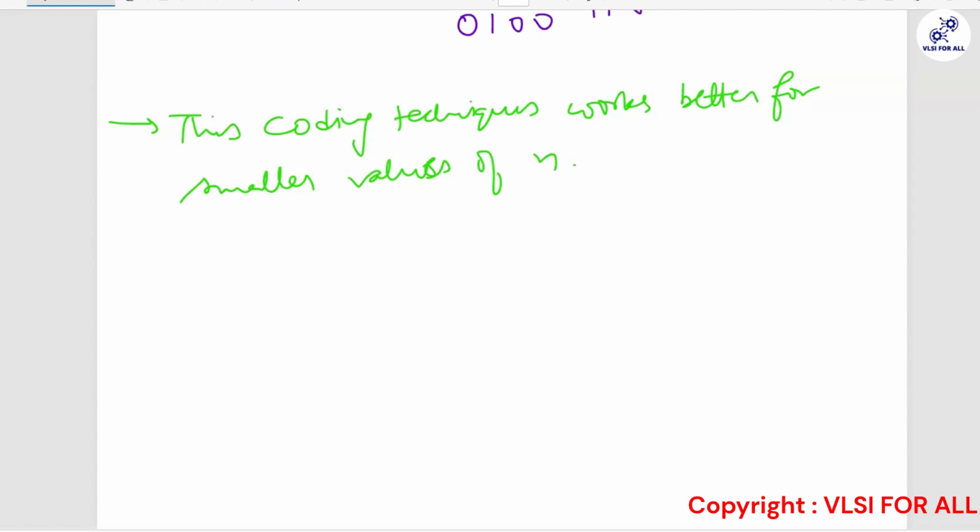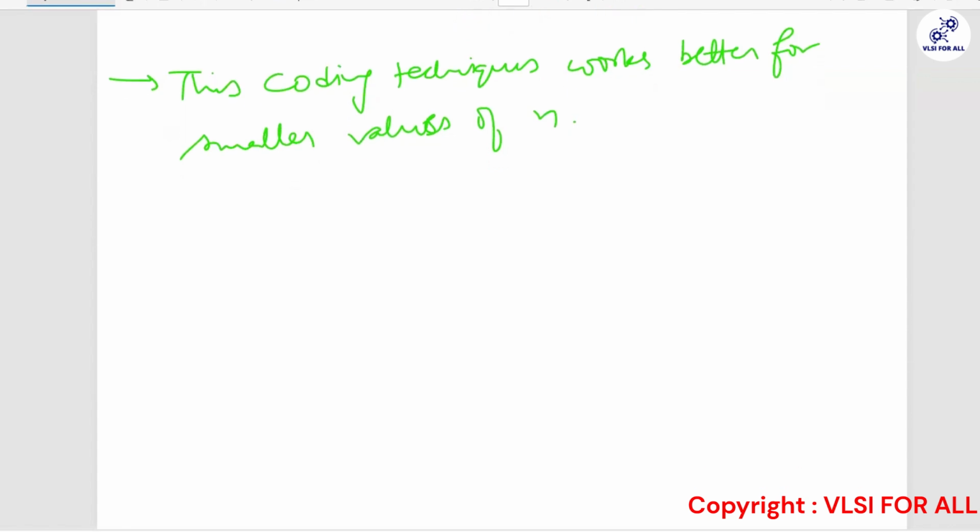We can say for larger values of n, the n-bit data bus can be divided into smaller buses. Let's say I want to transmit 32 bits. Since this encoding technique works better for smaller values of n, we can divide those 32 bits into smaller chunks, let's say 4-bit groups. Okay, so that will work for you.